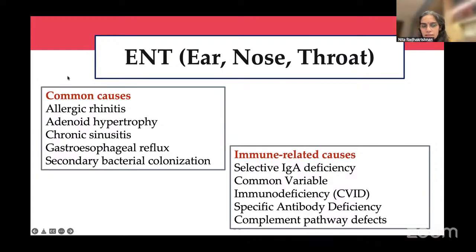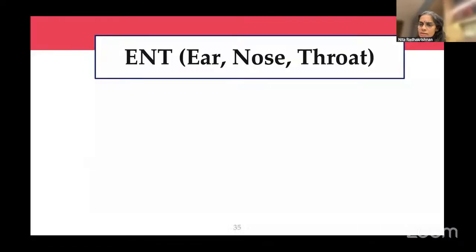So it could be chronic sinusitis, GER. We have all talked about this. Even patients who go to crowded places have recurrent infections because of a lot of these reasons as well. In the immune causes, if a patient is coming with recurrent ENT infection, the most common you will think about is antibody deficiencies. And in that antibody deficiency, X-linked agammaglobulinemia is one, and CVID would be the second. And certain other conditions can also cause this.